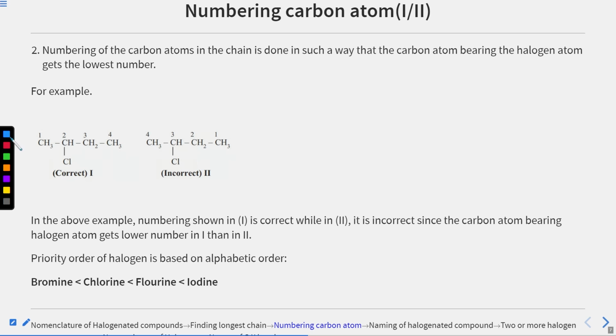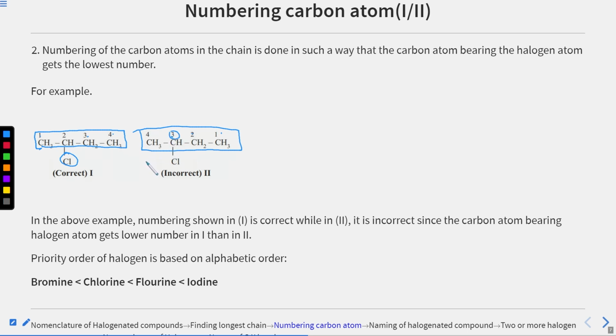Now second is numbering. Suppose we have found a chain. Suppose this is our chain, and this is the same one. Now we can number it from two sides. We can start from left, 1, 2, 3, 4, or we can start from here, 1, 2, 3, 4. Both are the same length because we are counting the same chain from the opposite side. But in this case, this chlorine is getting a smaller number, that is 2, but here the chlorine is getting a greater number, that is 3.